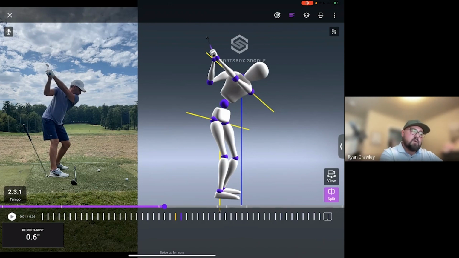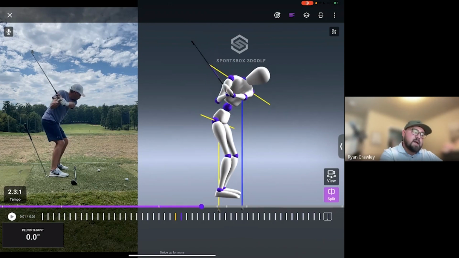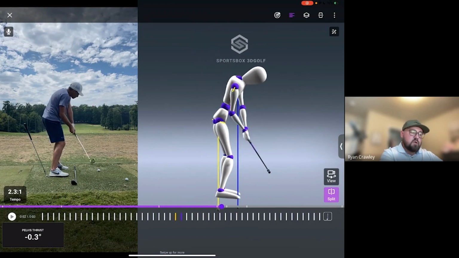And we'll be able to see on the way down, no longer early extend.